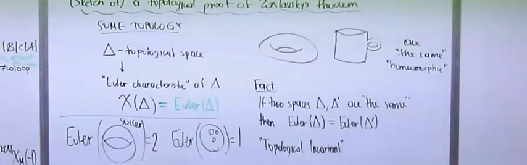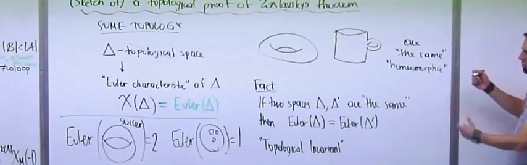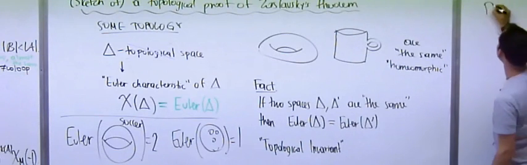Okay, question, how do you compute this number? I haven't told you what this Euler characteristic is. So, definition / theorem.